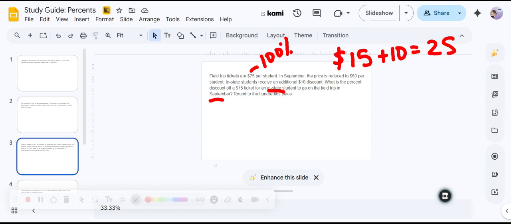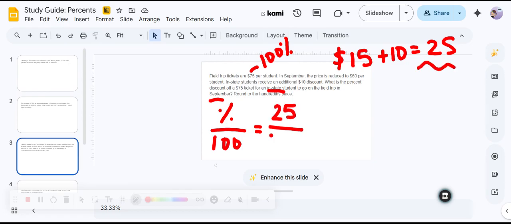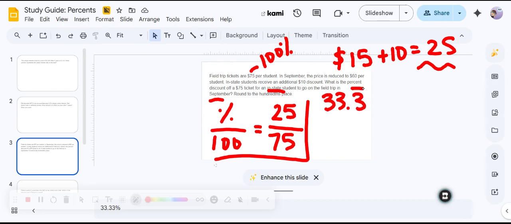So if we're looking for percent discount, we know percents are over 100, and we're going to look at discount compared to the original amount. We know it was discounted $25. The original amount was $75, so we're just going to plug that in, and we get 33.3. Continuing.